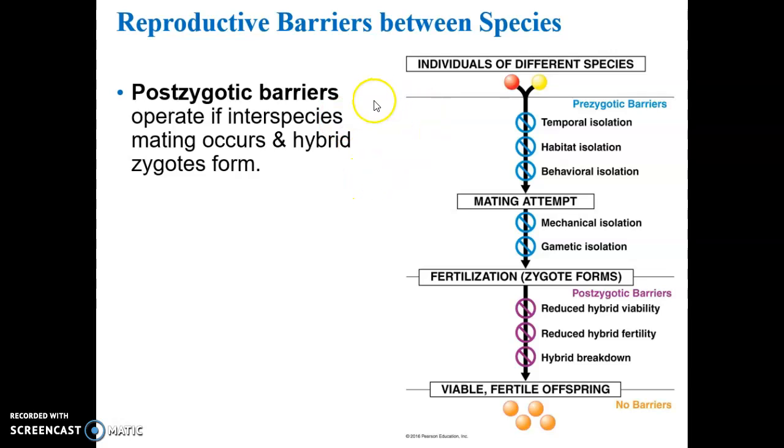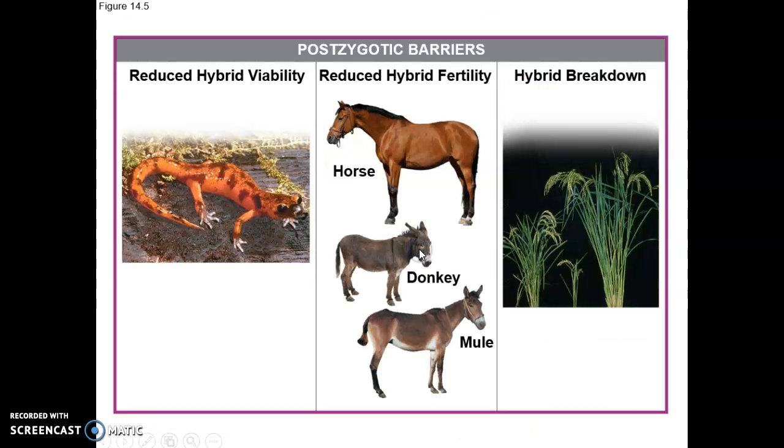So post-zygotic barriers operate if interspecies mating occurs, meaning mating between different species. Interspecies is between different species. And a hybrid zygote forms. So a hybrid is a combination of gametes with different genetic information. Okay, so examples of post-zygotic barriers.